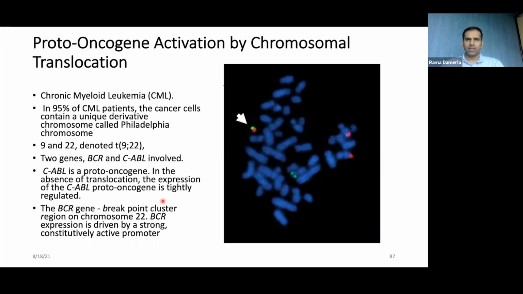Here's a proto-oncogene activated by chromosomal translocation. This is a very famous translocation called the 9;22 translocation that is present in 95% of chronic myeloid leukemia patients, and this is called the Philadelphia chromosome. It causes cancer because two cancer predisposition genes, BCR and ABL, are now close by, and that causes amplification of this gene here.